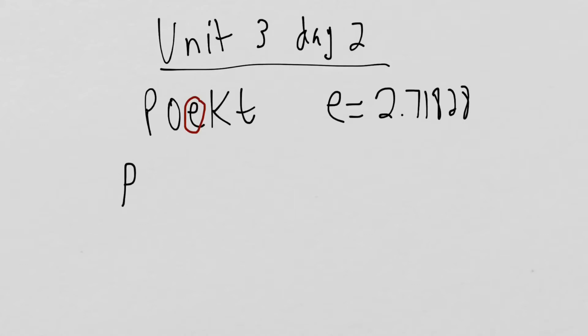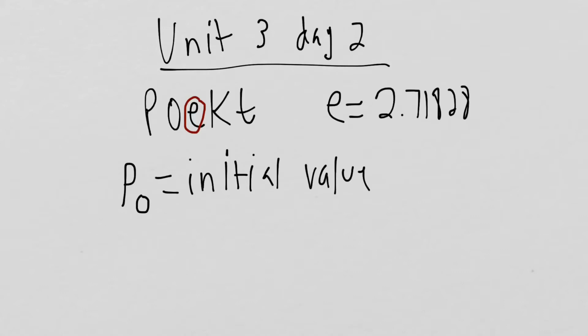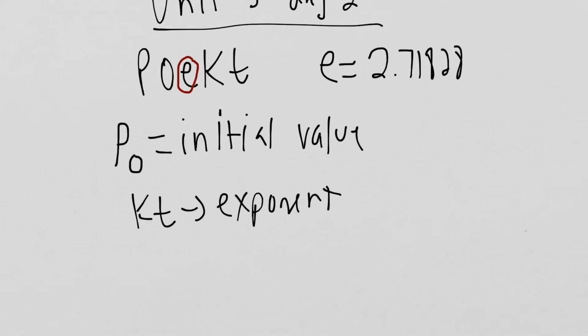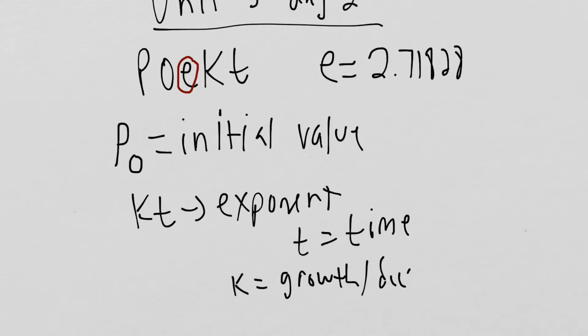So what we informally call this "Pe^kt" is because it represents a model where we use P naught as the initial value, right? Initial value. And then kt is our exponent, where t is time. And then k is some kind of growth or decay. We'll just call it a growth or decay constant for now. And then we have that base of e.